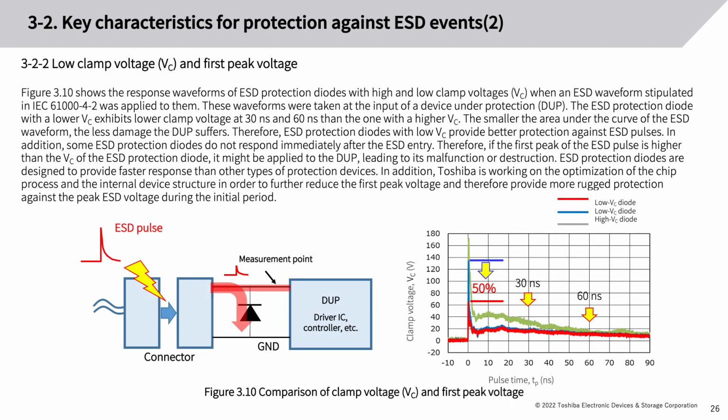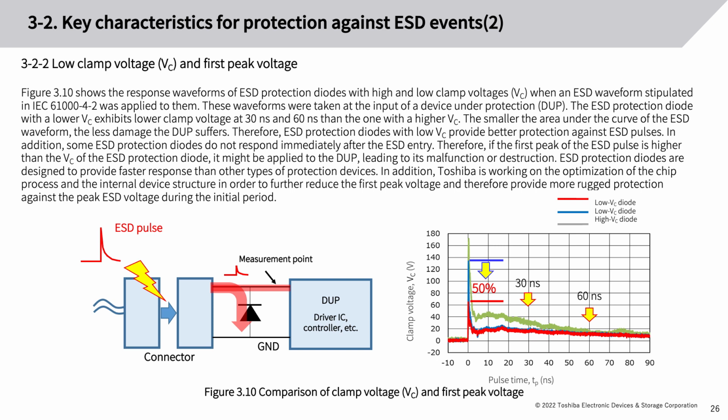Key characteristics for protection against ESD events. 2. Low clamp voltage, VC, and first peak voltage. Figure 3.10 shows the response waveforms of ESD protection diodes with high and low clamp voltages, VC, when an ESD waveform stipulated in IEC 61000-4-2 was applied to them. These waveforms were taken at the input of a device under protection, DUP.